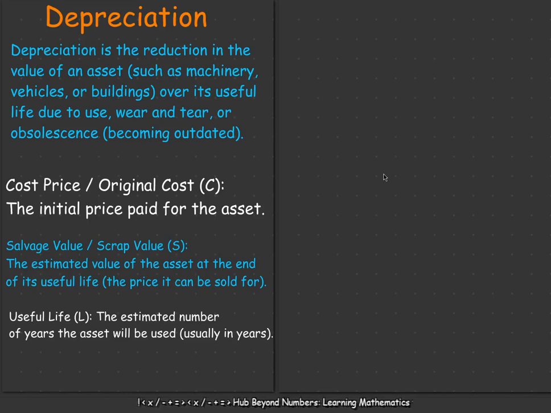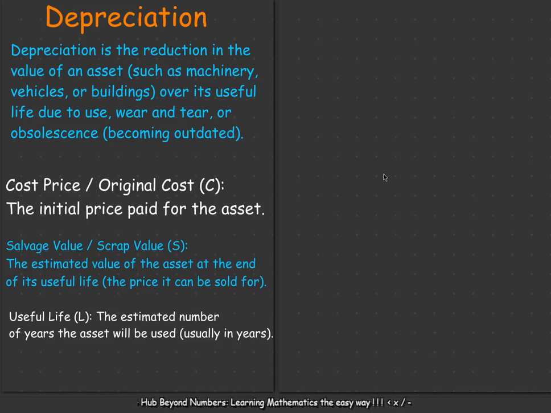Now, after all this, we said the scrap value is the value of the asset at the end of its useful life. It is definitely far lower than the cost price, how much you bought it. So what we want to do is, from the initial amount, the cost price or the original cost, to the scrap value, look at the difference and distribute the difference over its useful life per year. Then we have what we call the annual depreciation.